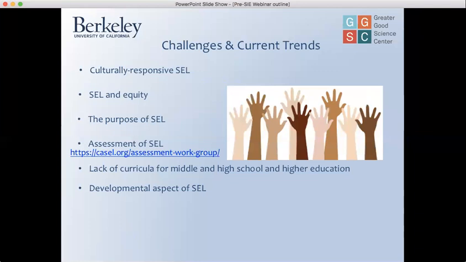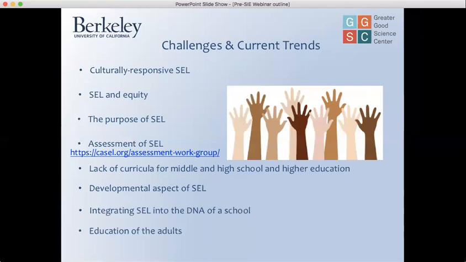Integrating SEL into the DNA of a school, I've mentioned this already, so I won't go over the details of it, but this is a major focus of the Institute, is how to integrate the science behind SEL, mindfulness, and character education into every part of the school.